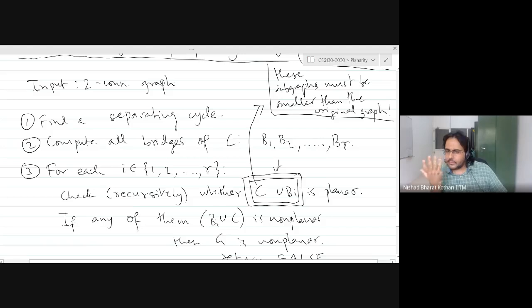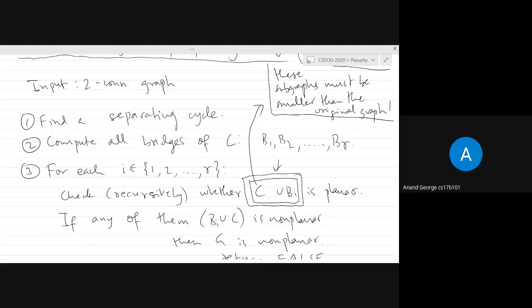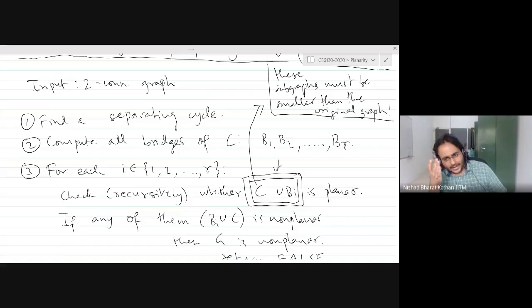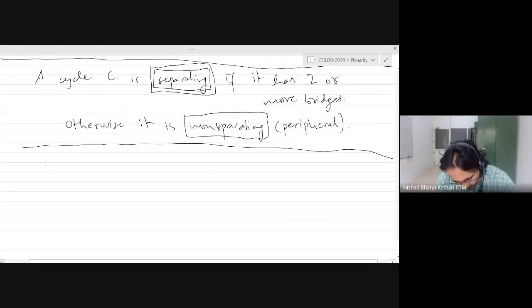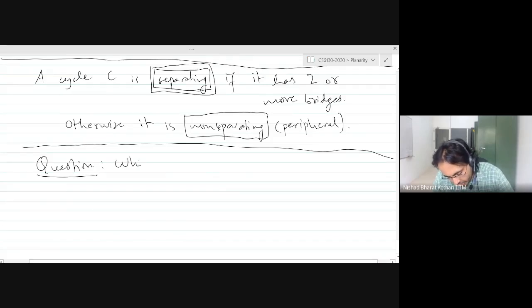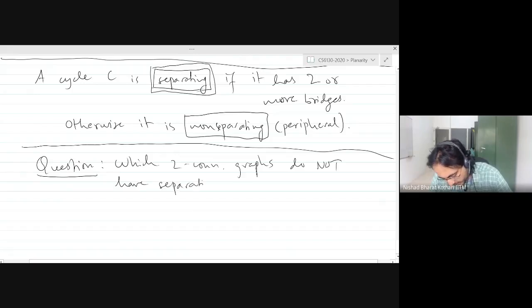A separating cycle need not exist. Just because the graph is too connected doesn't mean it has a separating cycle. It has a cycle for sure, but it may not have a separating cycle. So now the burning question is, which two connected graphs do not have separating cycles?